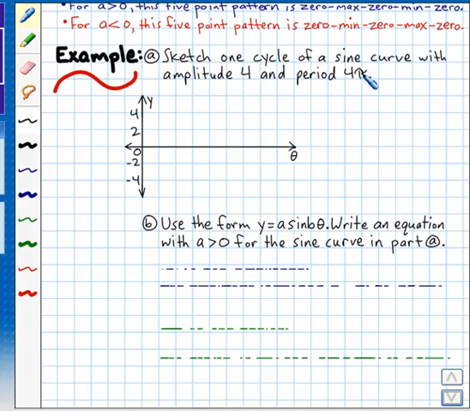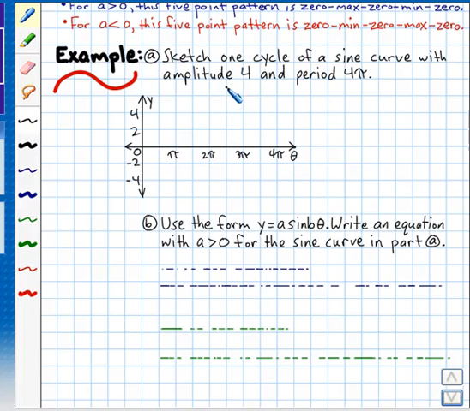Our period is 4 pi, so let's come out here and label that 4 pi. And now let's divide this 4 pi into quarters. 1/4 of 4 pi is pi. 1/2 of 4 pi is 2 pi. 3/4 of 4 pi is 3 pi. So now that we've got our axes labeled, let's go ahead and work on the graph.